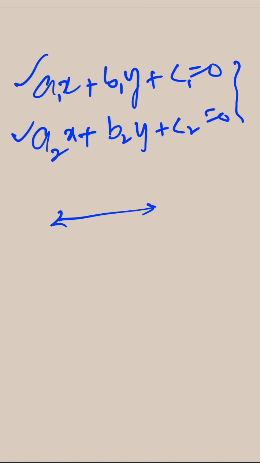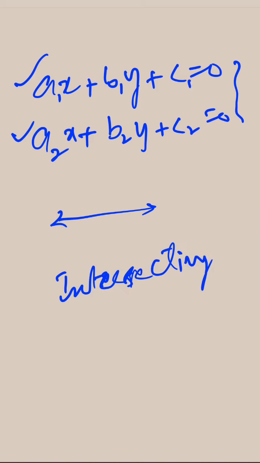And what is the relation between these two lines? If you want to draw two lines, how many ways can we draw? Either both are intersecting lines. That means given lines may be intersecting. Intersecting means one is like this and the other is like this. They are intersecting at one point.